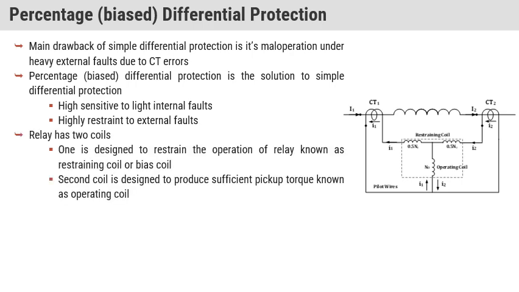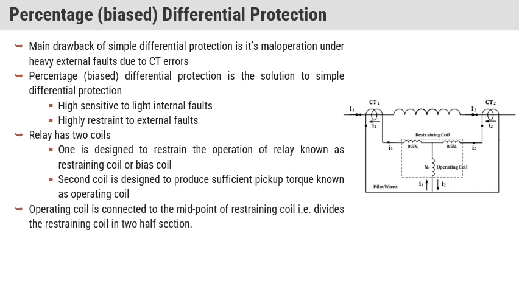So the relay has two coils. One is designed to restrain the operation of the relay, known as a restraining coil or a bias coil, and the second coil is designed to produce a sufficient pickup torque, known as an operating coil. The operating coil is connected to the midpoint of the restraining coil, which divides the restraining coil into two half sections.